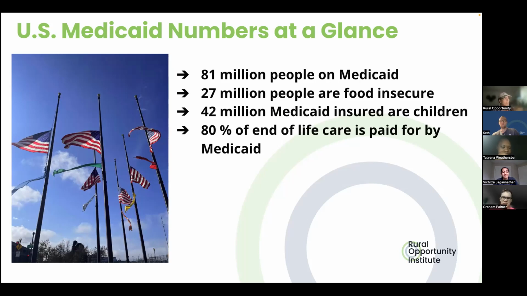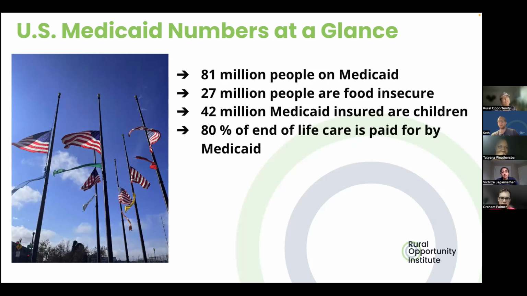So I thought it was appropriate to add them here since we're talking about statistics related to Medicaid in our country. 81 million people on Medicaid in our country. 27 million people are food insecure. 42 million of the Medicaid insured are children. That's almost half. And 80% of all end-of-life care is paid for by Medicaid.